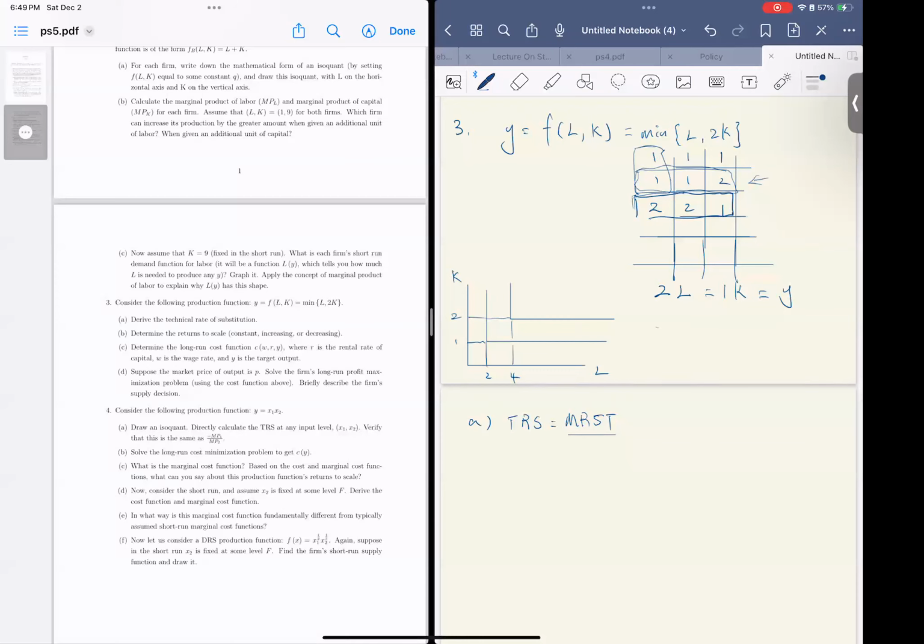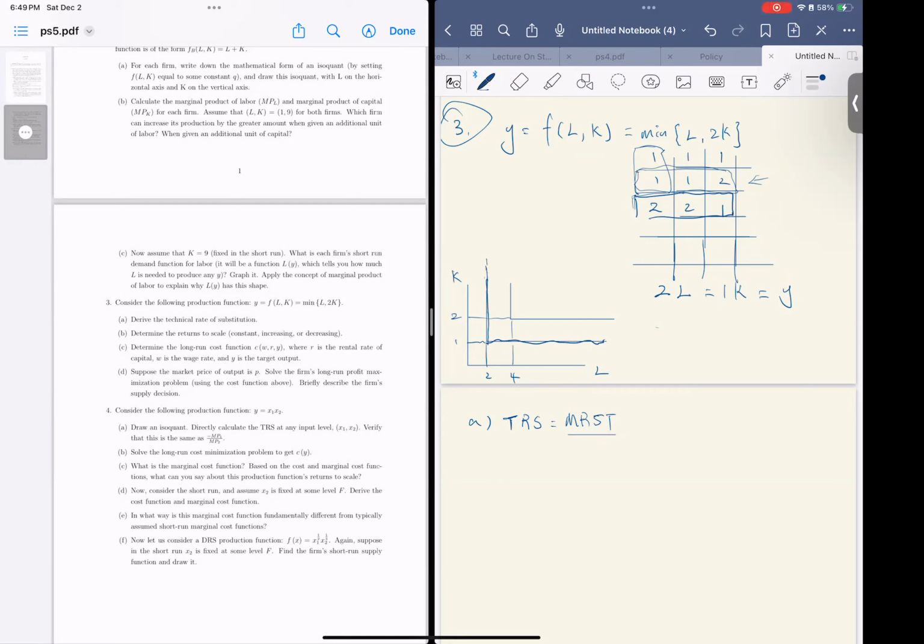Sorry, isn't that number 4 you're at? A, 3A. Oh, okay, because the TRS, oh, it's the same thing. Oh, you're at A. Okay, I got you. 3A. Because this is not a perfect substitute. This is a perfect complement. Perfect complement, sorry.